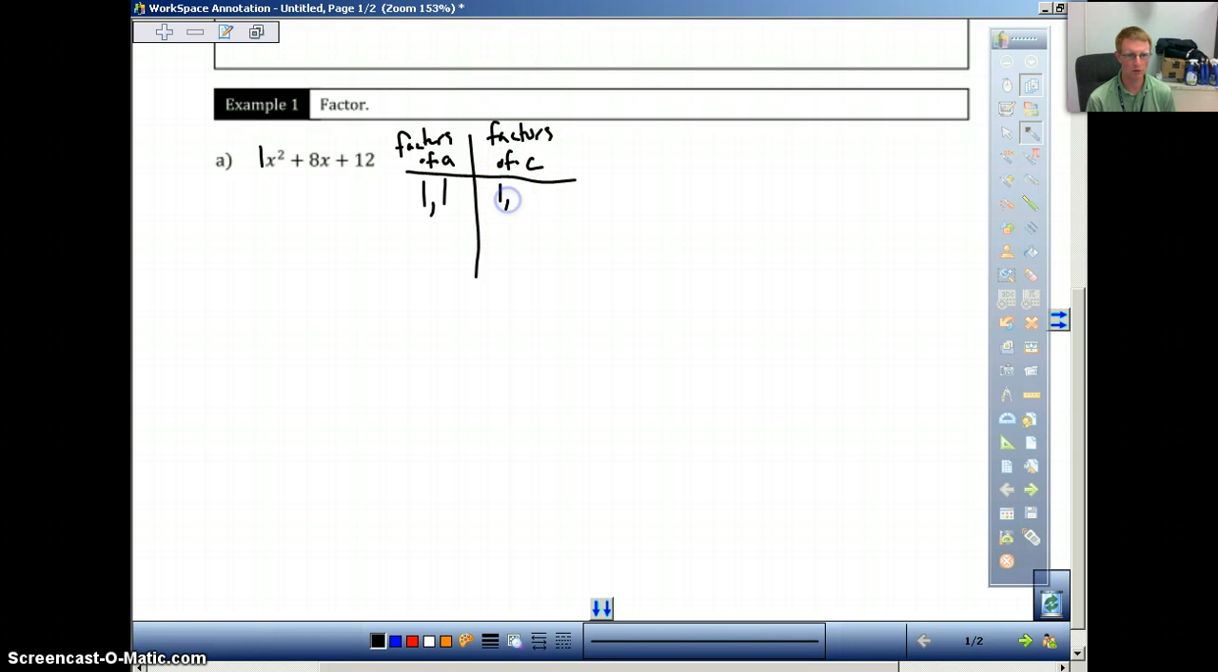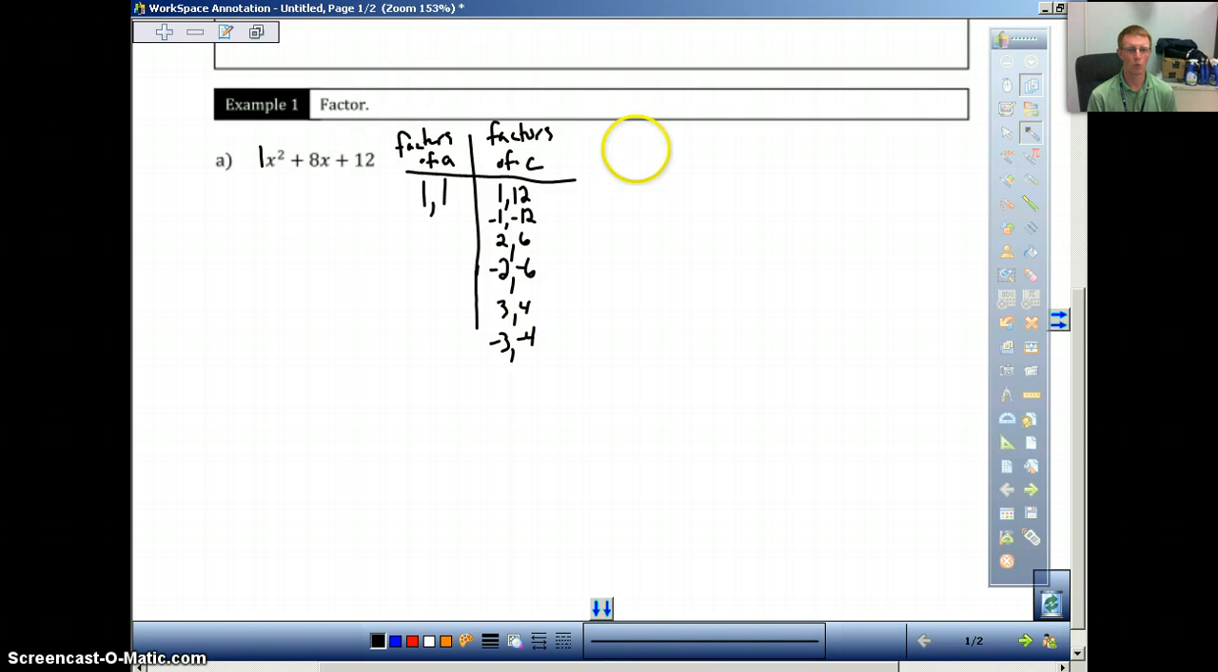So we have 1 and 12. We have negative 1 and negative 12. We have 2 and 6. We have negative 2 and negative 6. We have 3 and 4. And we have negative 3 and negative 4. The big thing about factoring is it's not that difficult. You just have to be a little persistent about doing it. There are a lot of options here, and that's okay. And what you want to do is check to see if any of them stand out to you.